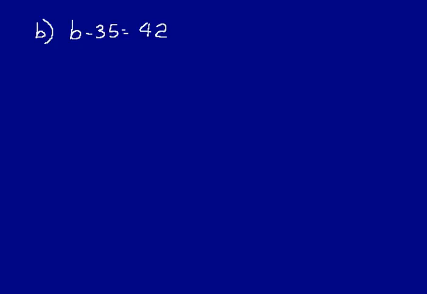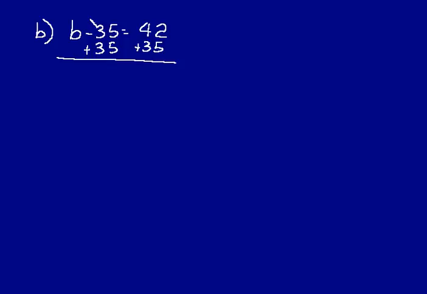Well, in order to get B by itself, or just to solve for B, the best way to do that is to use the additive property and add the same number to both sides. And you want to add a number that will cancel the one next to the variable. So you want to cancel that negative 35 out, and so you add a positive 35 to both sides.